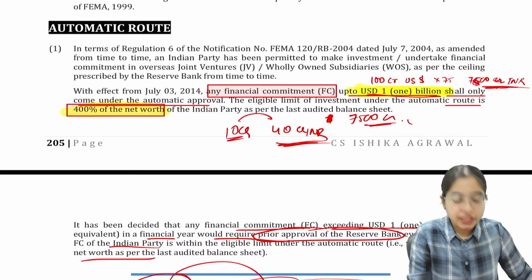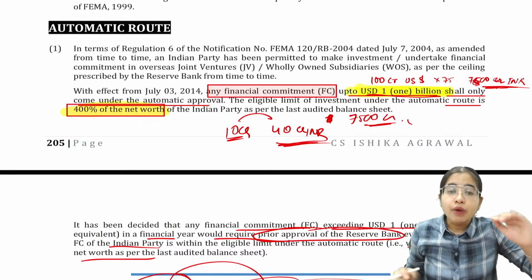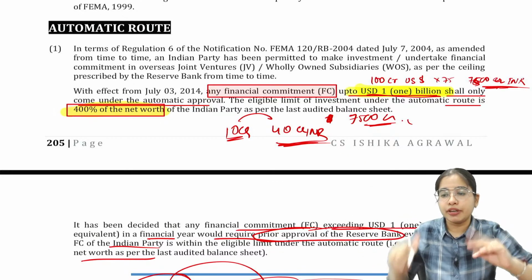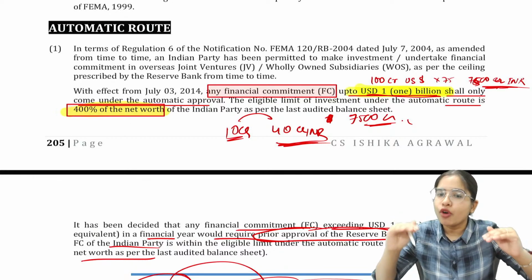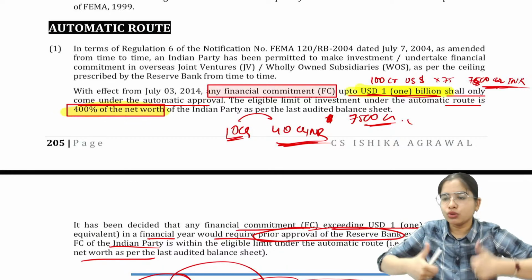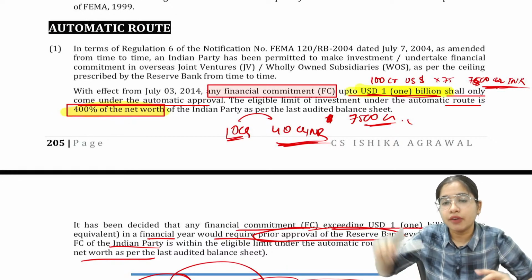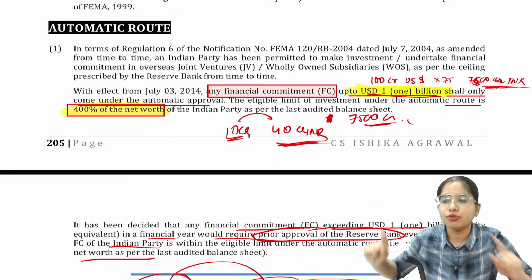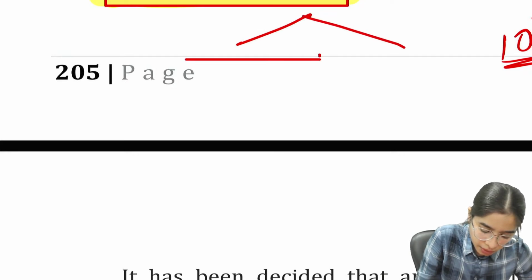So there are two limits given. If you exceed any of this limit, then you have to go through approval route. However, if you are under both this limit, 1 billion US dollar as well as 400% of your net worth, then you can go through automatic route. However, if you are exceeding any one of this limit, then you have to take approval of the government and go through approval route. So what did I say? I said that there are two limits.